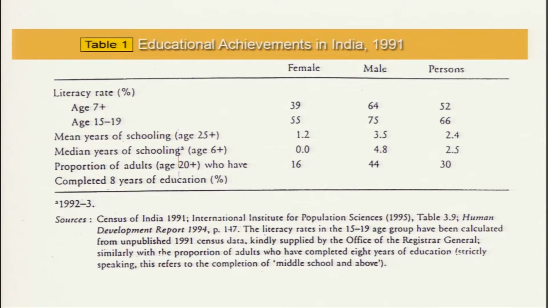The Indian Constitution talks about education for up to 14 years. That involves 8 years of education. Now the percentage of children having 8 years of education is 16% for female, and for the male it is 44%. See, there is a wide gender gap in terms of educational achievement in India. This is the 1991 figure, but this gap is continuing still today.